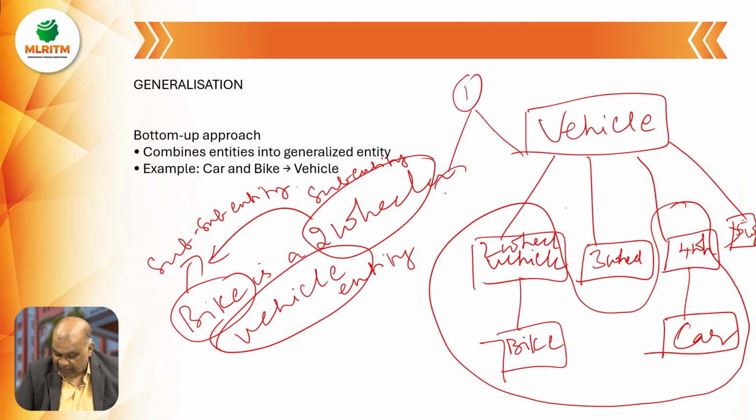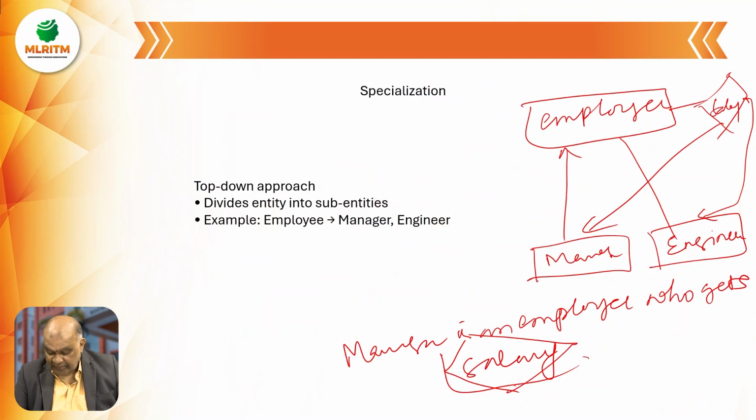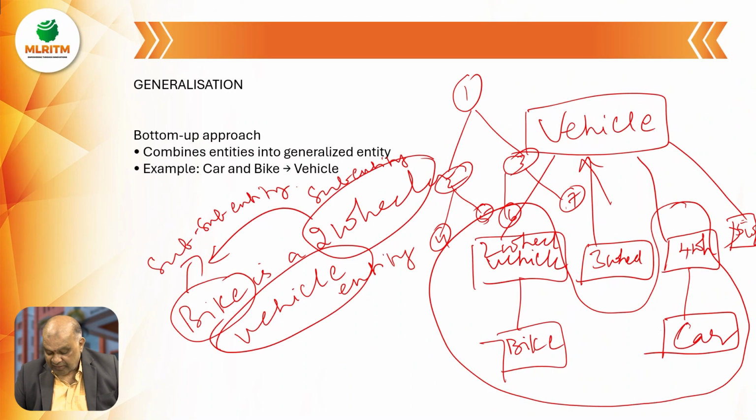If I draw a tree like this, 1, 2, 3, 4, 5, 6, 7. So generalization approach means here we will go from the bottom to the top. Whereas in specialization approach, we will go from top to bottom. From the top-down approach we will follow. But whereas in generalization, we'll follow the bottom-up approach.